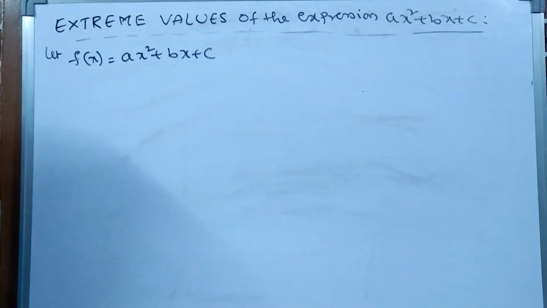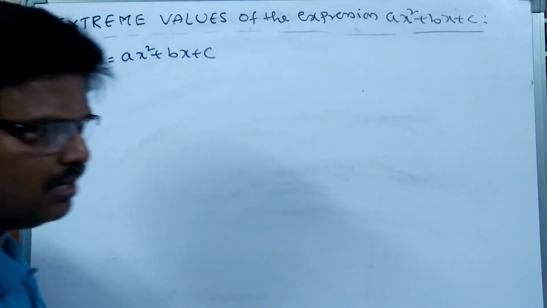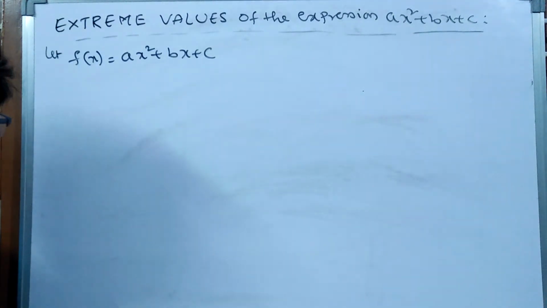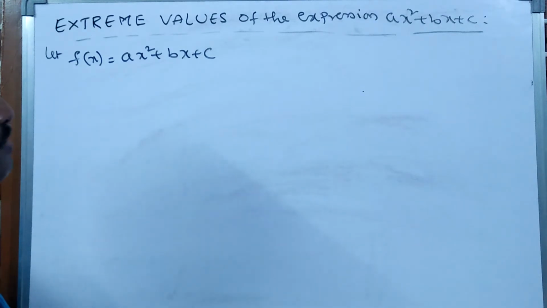Our first step for finding the maximum or minimum values, I will once again recollect that concept: you have to find f'(x) and equate f'(x) to 0. You will get the critical points. Wherever we get the critical points, there the function may have either a maximum or a minimum value. You need to check that by using the second derivative test, f''(x). If f''(x) is greater than 0, it will have a minimum value. If f''(x) is less than 0, it will have a maximum value.